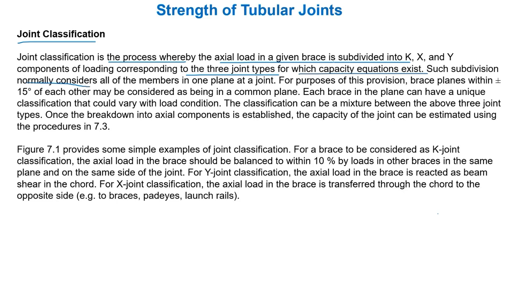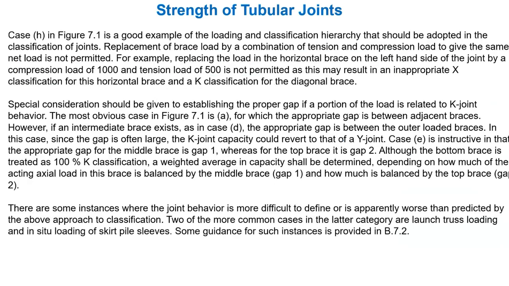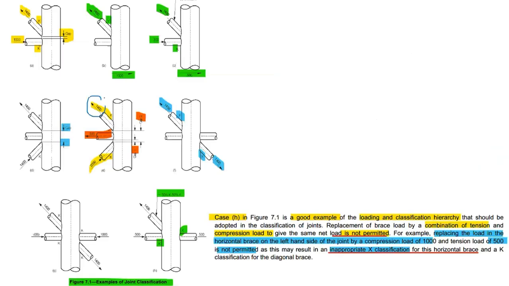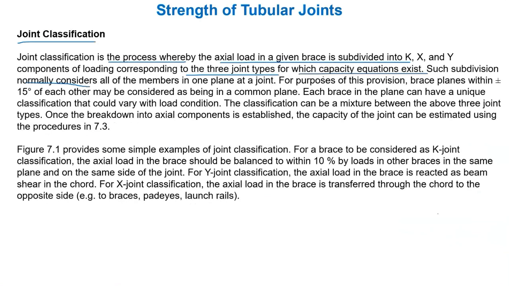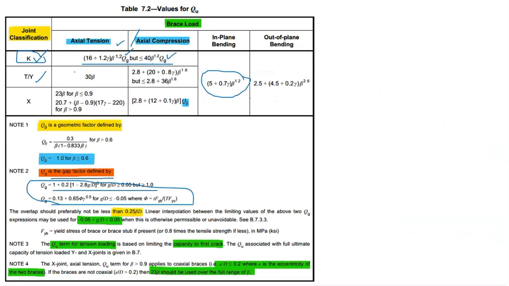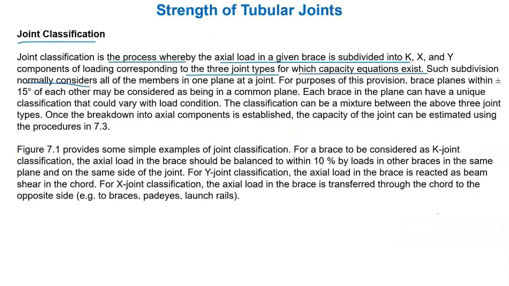Now, what does it say? It says that based on the axial load in the brace, whatever the loads are coming in the brace, based on this load, we can define whether it's a K joint or a T joint or Y joint. And for each joint, separate equations exist, because we have seen the QU factor. K joint means different QU factor, TY joint means different QU factor, X joint means different QU factor. So based on this joint type, we have different capacity equations.